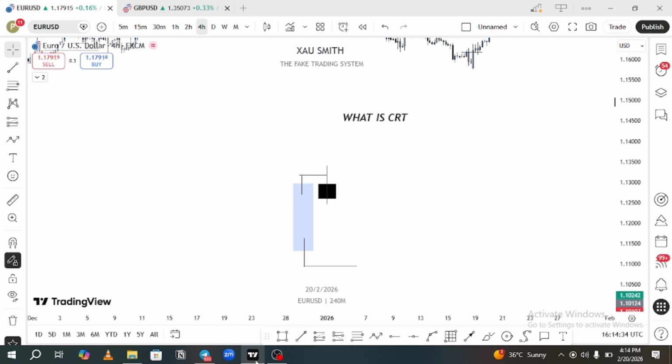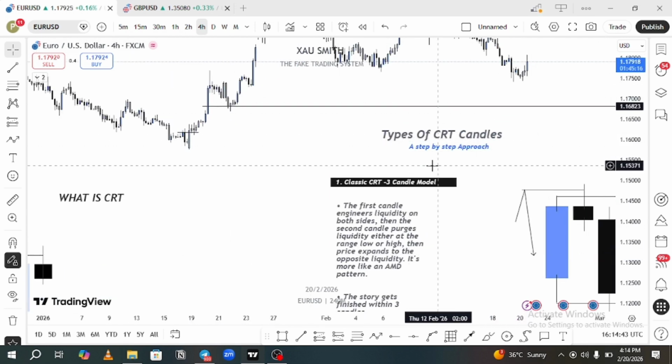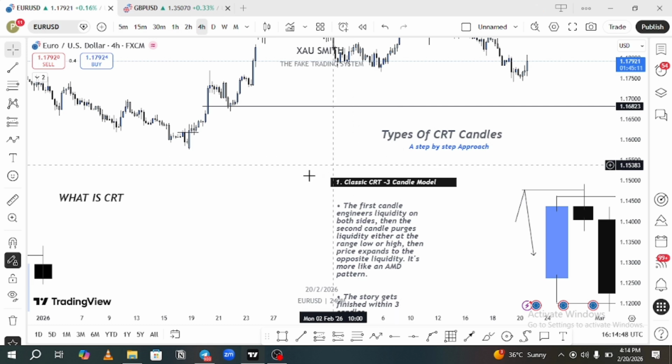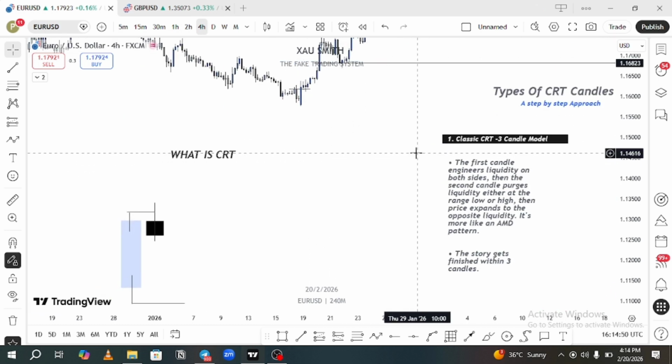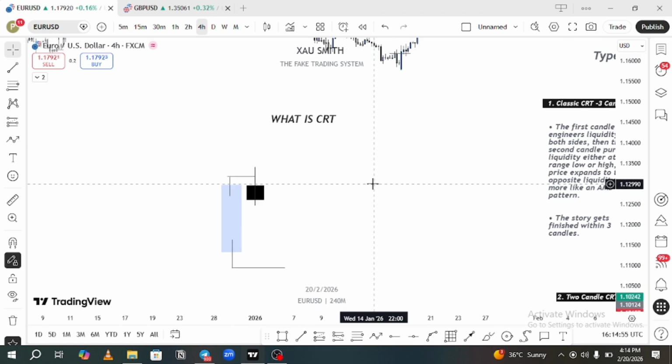In today's video I'll be taking you through different types of CRT and how you can trade them in the market, right? So we are starting with different types of CRT, a step-by-step approach on how you are going to trade this CRT in the financial market. But before I start, I want to first explain what a CRT is. Before, you need to understand the idea behind CRT candles, and also be mindful that CRT is a whole model on its own, right? But if you can merge it with other strategies, then they can give you a high win rate, right?